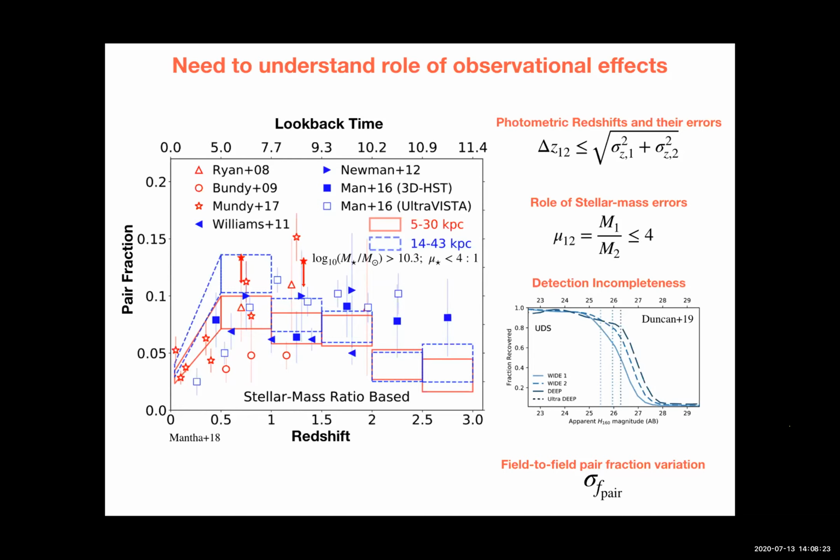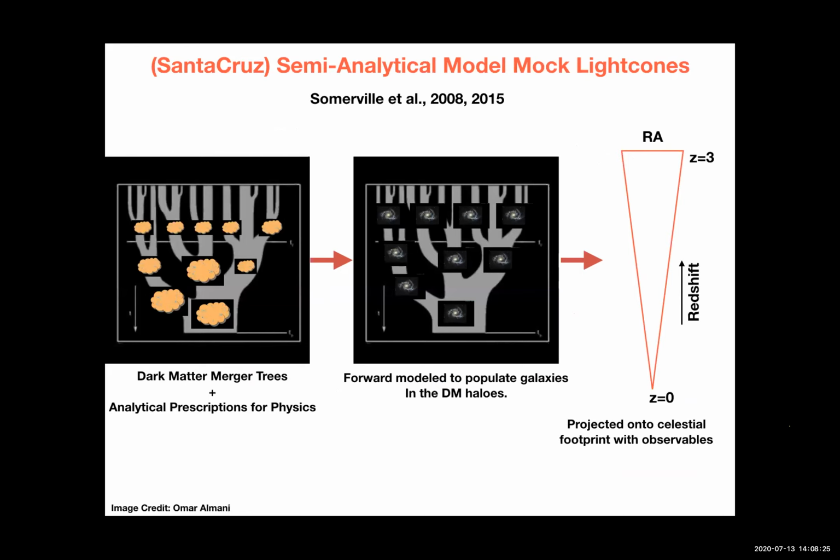For this purpose, I'm using the Santa Cruz semi-analytic model based mock lightcones by Rachel Somerville et al. and collaborators. Briefly, SAMs use dark matter merger trees and semi-analytic prescriptions for the baryonic physics, and forward model them to populate the dark matter halos with galaxies. Then they are projected onto a celestial footprint, such as CANDELS here. And we have a mock lightcone observation of a CANDELS-like celestial footprint populated with galaxies from the SAMs.